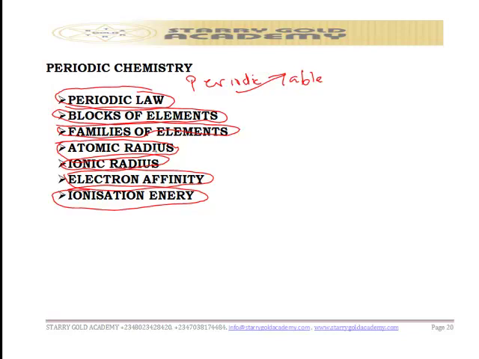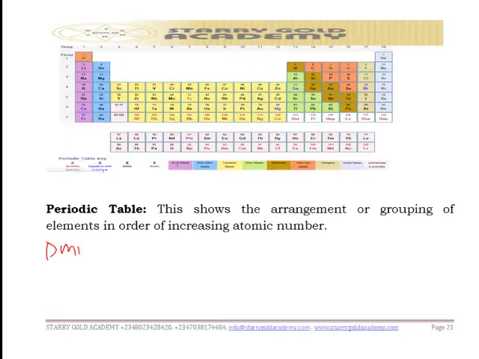He did those arrangements and all that work between 1869 and 1871. This is what we're going to discuss in this topic: the periodic law, the blocks of elements, families of elements, atomic radius, ionic radius, electron affinity, and ionization energy.